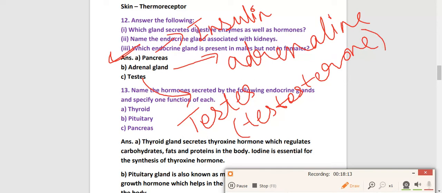This hormone brings the changes during puberty in males. But what is the name of the endocrine gland which is present in females? The name of that is ovary, and it secretes a hormone called estrogen.